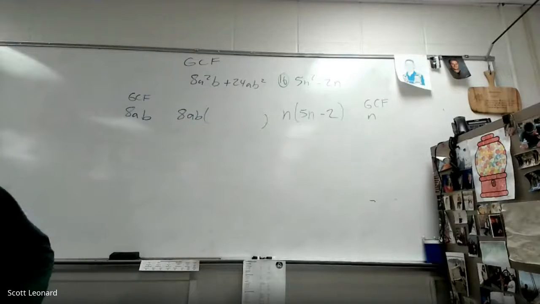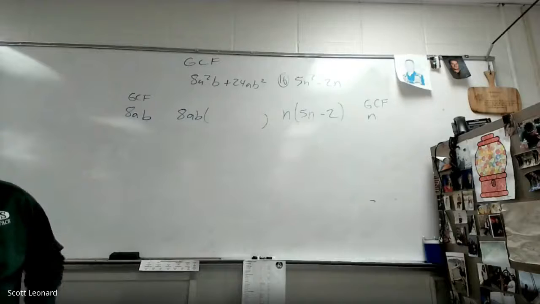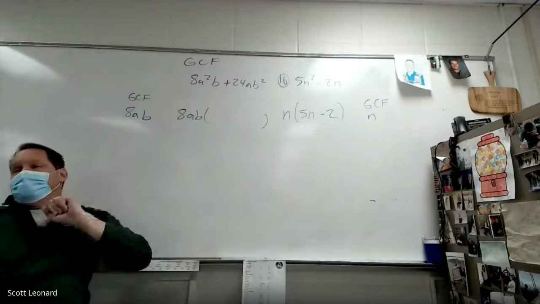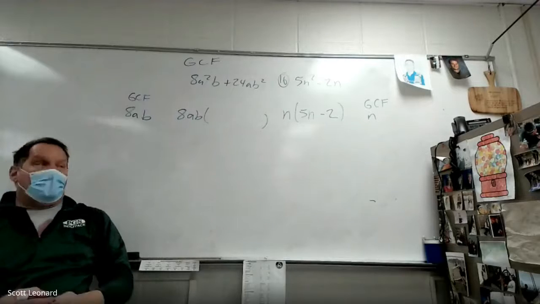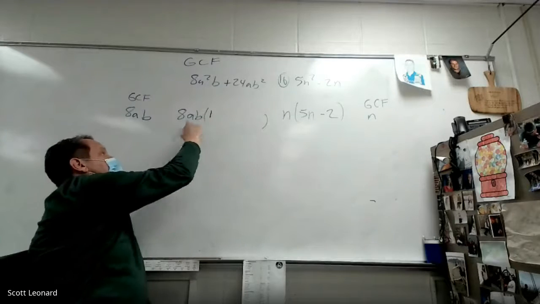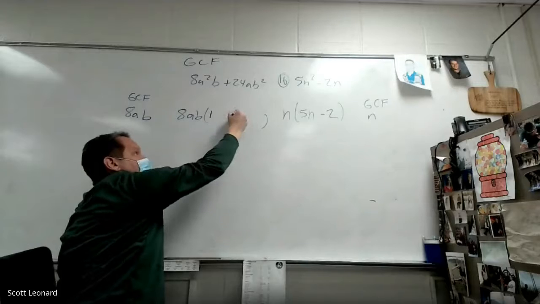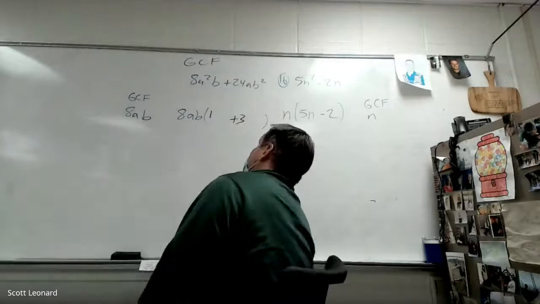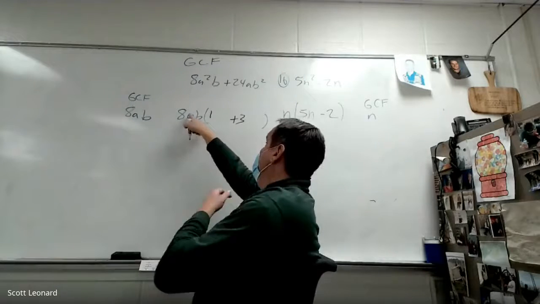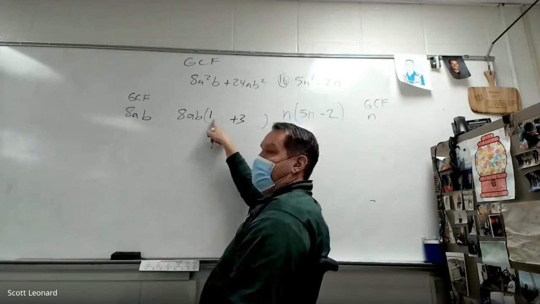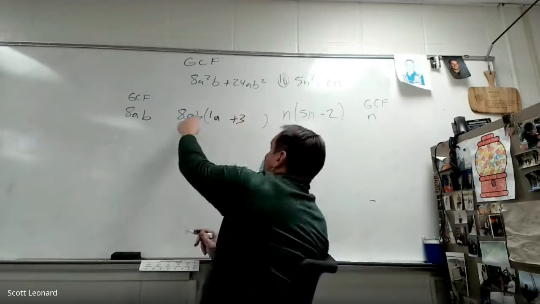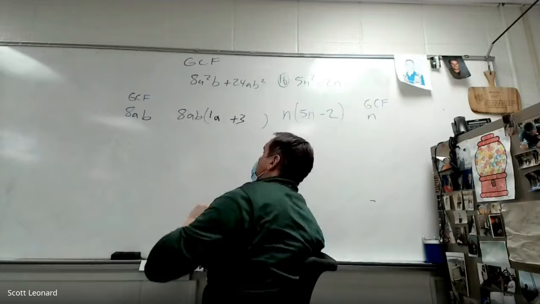All right, almost done with this part. What times 8 will give me 8? 1. What times 8 will give me 24? 3. Okay, now for the variables. I have an a here, I have an a squared here, so what do I need? I need 1a. 1 plus 1 adds up to 2.